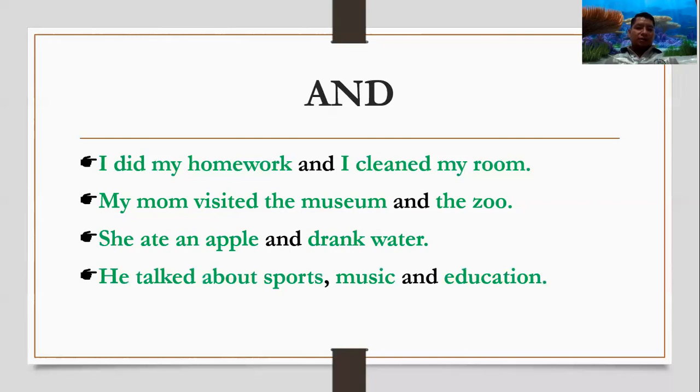Example number 4. He talked about sports, music, and education. Before, we said that we use and when we are listing. So the first thing that we are listing is sports, then we have music and education. So we're talking about 3 things. When we have 2 things, we separate them with a comma. But in the last one, we don't use a comma. We write and.